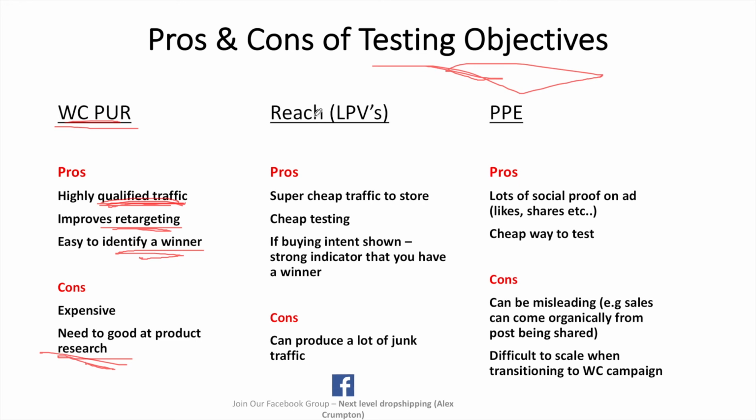So reach optimized for landing page views is great because you get super cheap traffic to your store. You get so many people who visit your product page and look at your product. So you get cheap testing compared to website conversion. And also, if buying intent is shown, because you're not optimizing for purchase, it's a strong indicator that you have a winning product. So if you're getting lots of add to carts, initiate checkouts and purchases when using this objective, it's almost guaranteed that your product is a winning product.